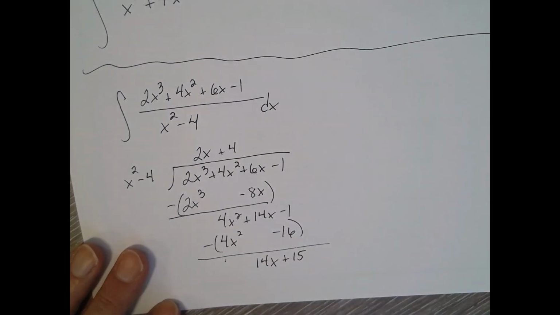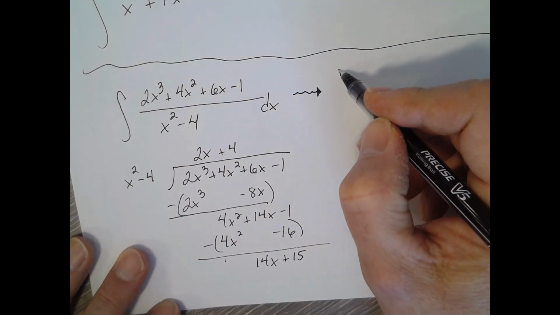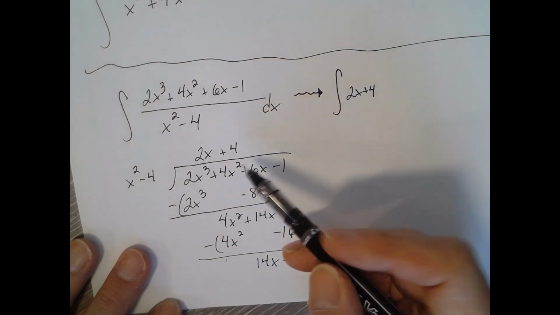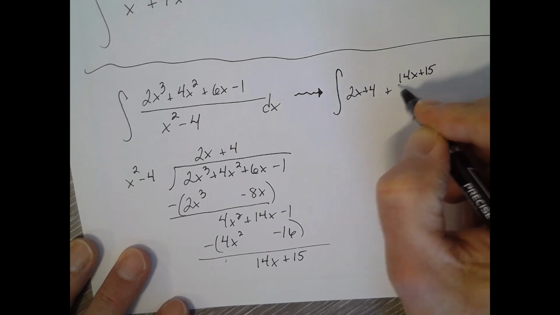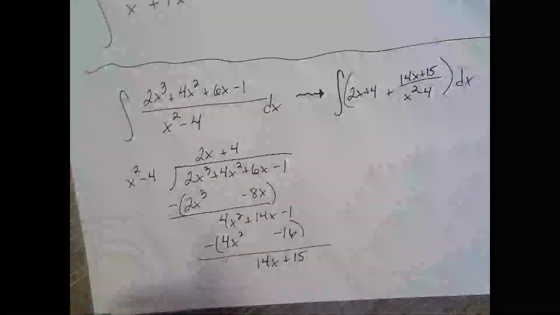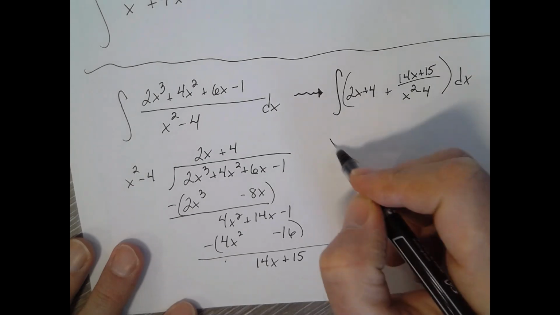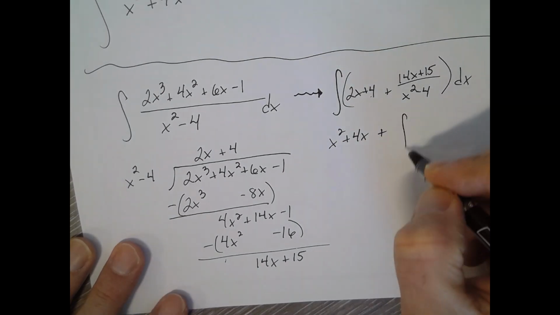Okay, so this is the same as the integral of 2x plus 4, because that's what we got when we divided. But then we've got a remainder of 14x plus 15 over x squared minus 4. So we divided it using partial fraction, polynomial division, sorry. Okay. Antiderivative of 2x is x squared. Antiderivative of 4 is 4x. Plus, antiderivative of that, I don't know. Let's do partial fractions.